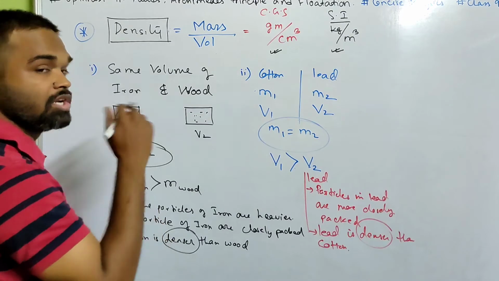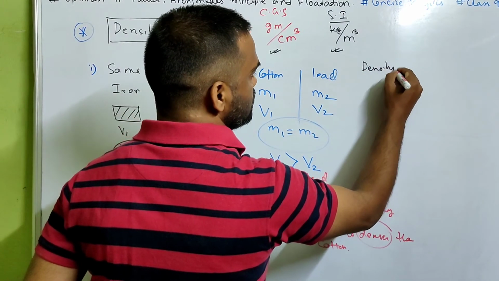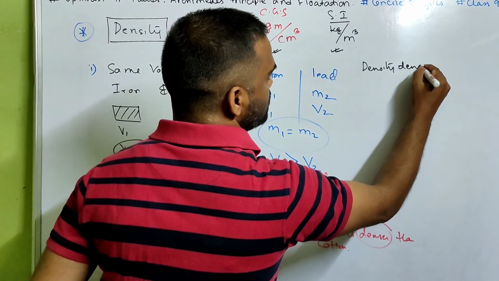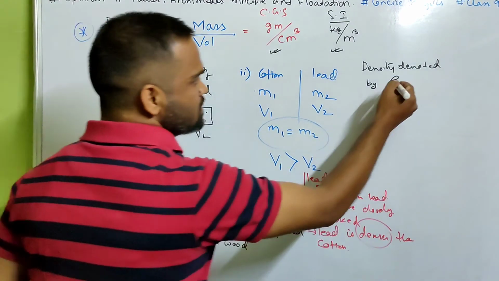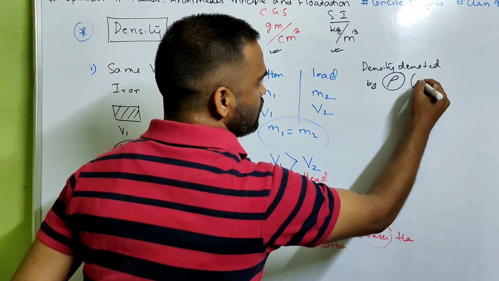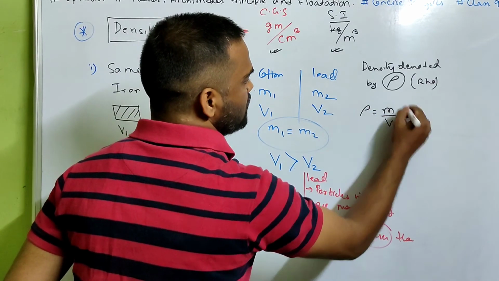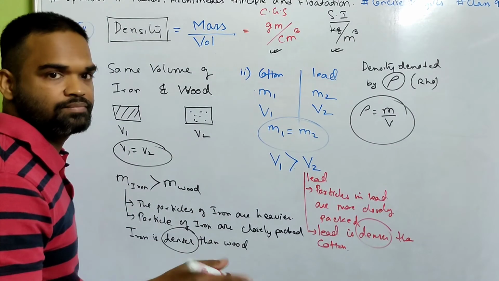And density is denoted by rho. This is the symbol rho, R-H-O. So rho equals mass by volume. Density equals mass per unit volume.